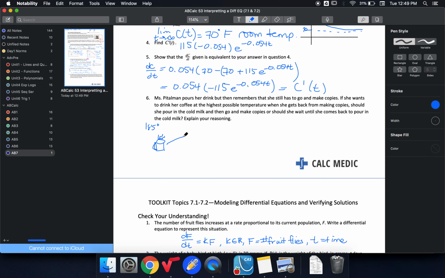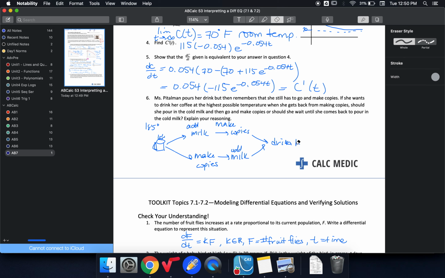So the question is, do I follow this path and add milk and then make copies and then drink, or do I make copies, add milk, and then drink if I want the hottest possible coffee?